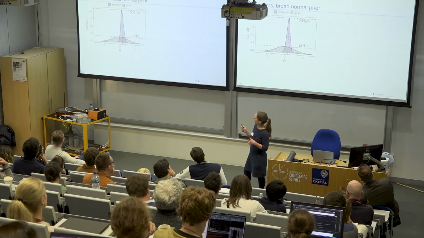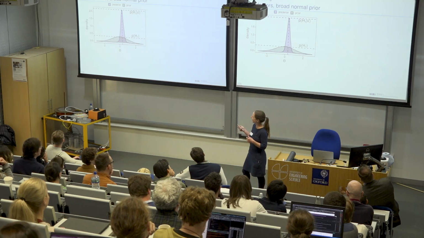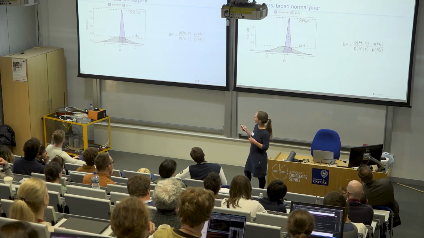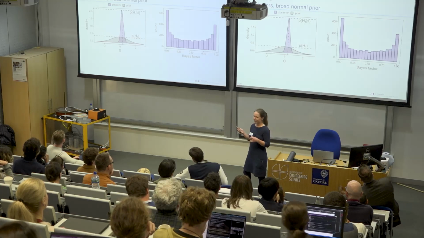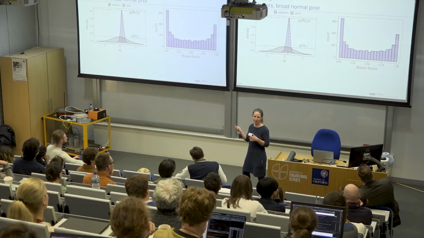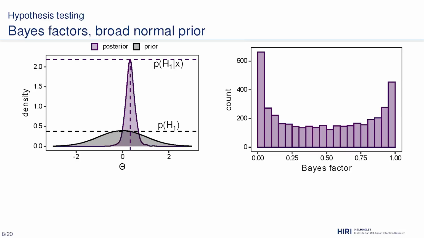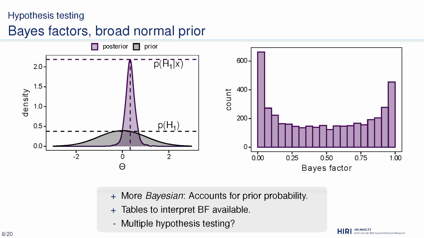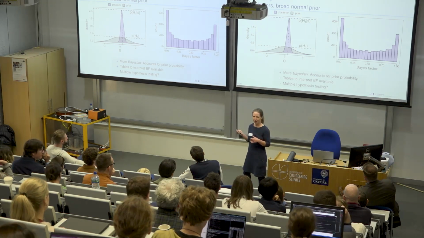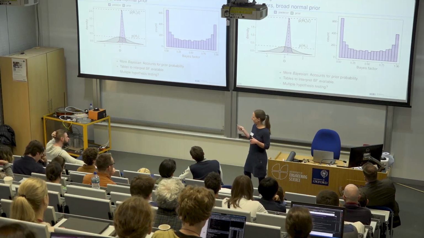So let's see, Bayes factors sounds more Bayesian. So it actually takes the prior probabilities into account. And the distribution looks something like this. There are tables where I can look up what I can actually consider significant for that. So it's nice, it's a more Bayesian concept. Tables to interpret them are available, but there's no concept for multiple hypothesis testing here, so I gave up on that one too.